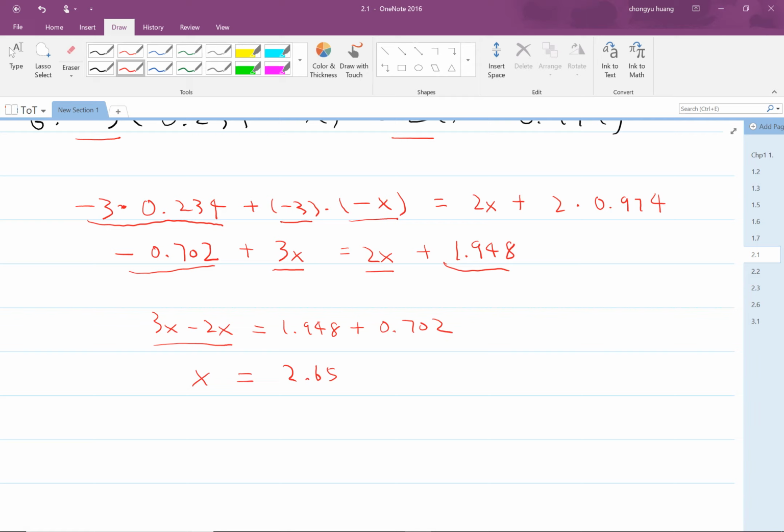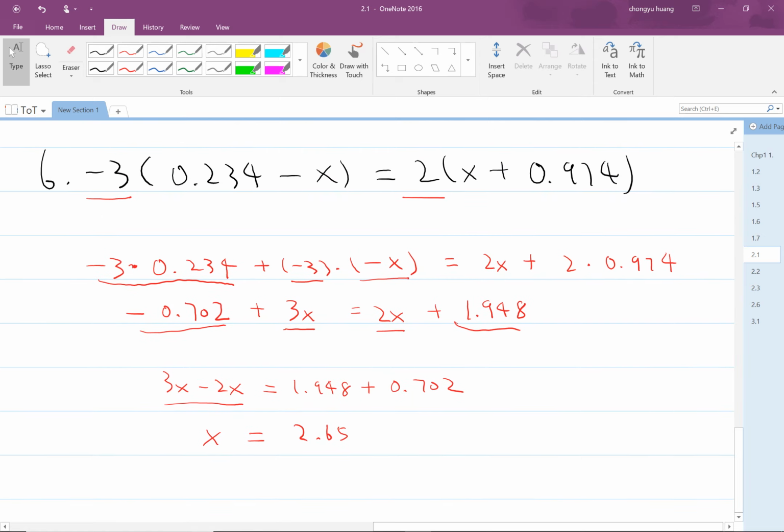Okay, so that's the full step for question 8, and the solution is equal to 2.65.